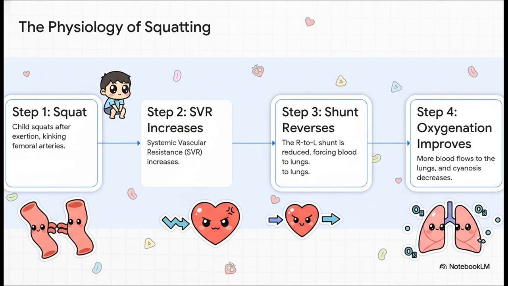When the child squats, they kink the big femoral arteries in their legs. This action jacks up the pressure in the entire arterial system. It increases the systemic vascular resistance. All of a sudden, it's harder for the right ventricle to push blood into the aorta. So the path of least resistance changes. More blood is forced to go the right way through that narrow pulmonary artery to the lungs. This gets more blood oxygenated, and just like that, the child feels better. It's an amazing self-correcting maneuver.